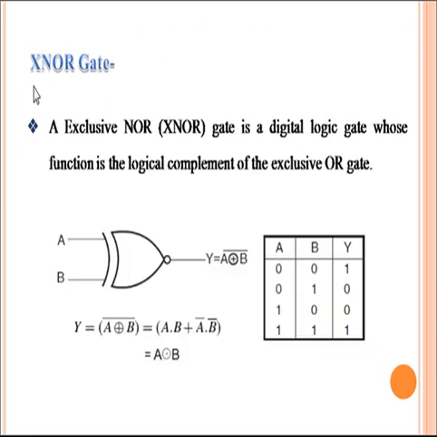And the next gate is the XNOR gate. This exclusive NOR gate is constructed by connecting a NOT gate at the output of an XOR gate. So we can represent this in notation as A XOR B whole bar. It is nothing but A XNOR B. So, how the output expression is realized is, if you consider the two input XNOR gate, the definition is: if the two inputs have the same value, then the output value will be 1. If the two inputs have different values, then the output value will be 0.